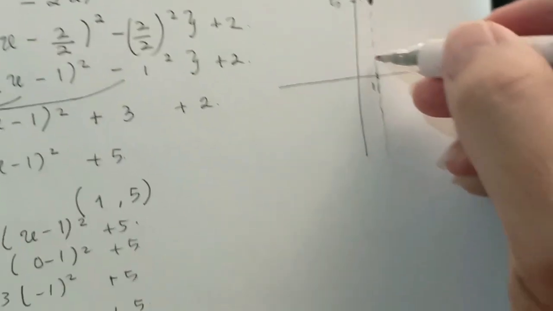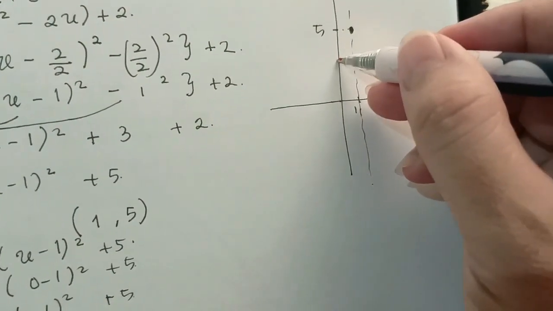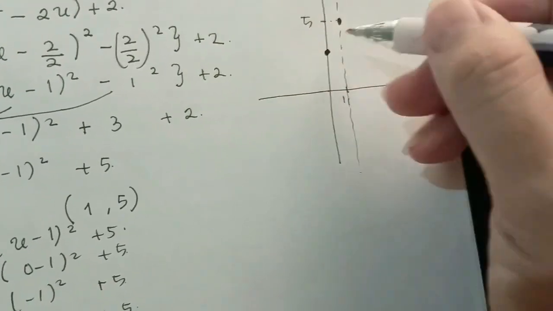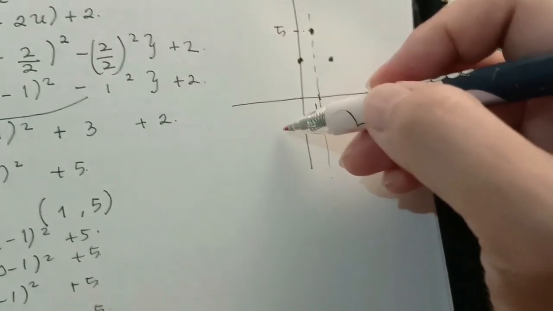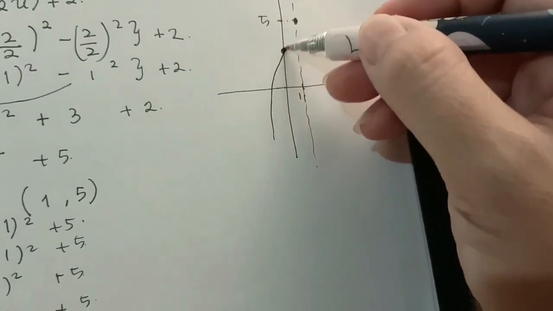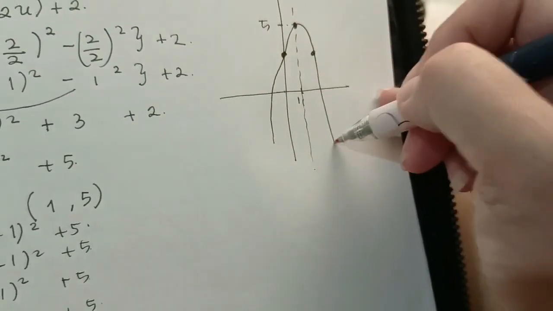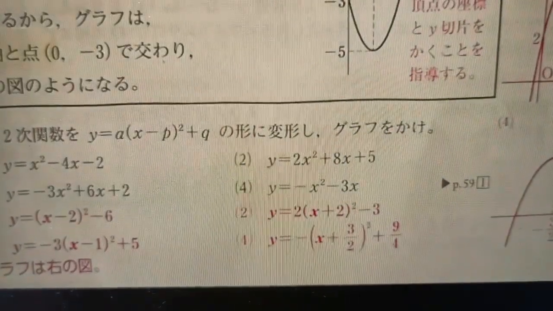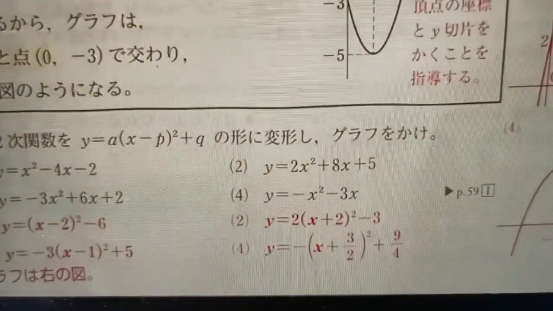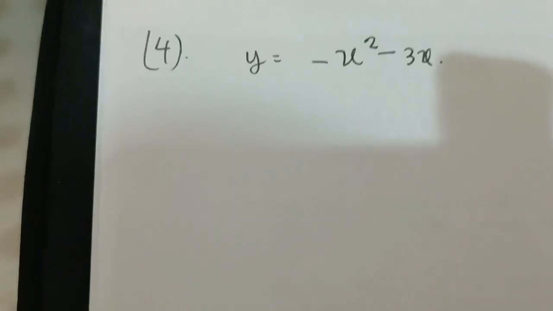Over here, when we draw 0, 2 over here, it will be over here the same, opening downward. Okay, like this. Now the last one, y equals minus x quadrat minus 3x.